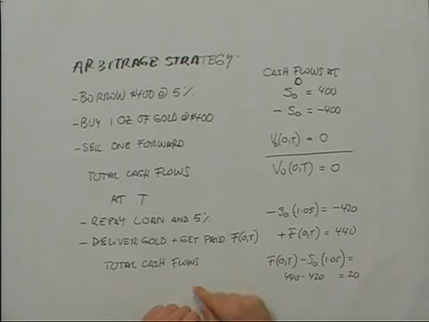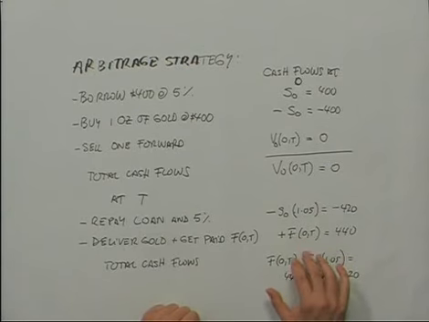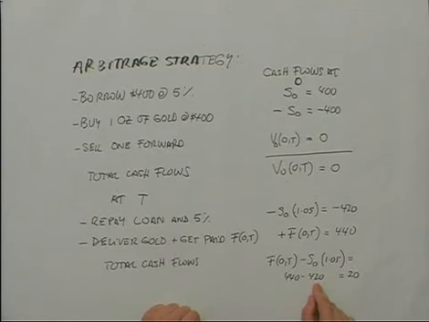The total cash flows at the time of expiration are basically the difference between the price we get paid for the gold we deliver minus the financing cost, which is principal plus interest, and that gives us $20 per unit of this transaction.